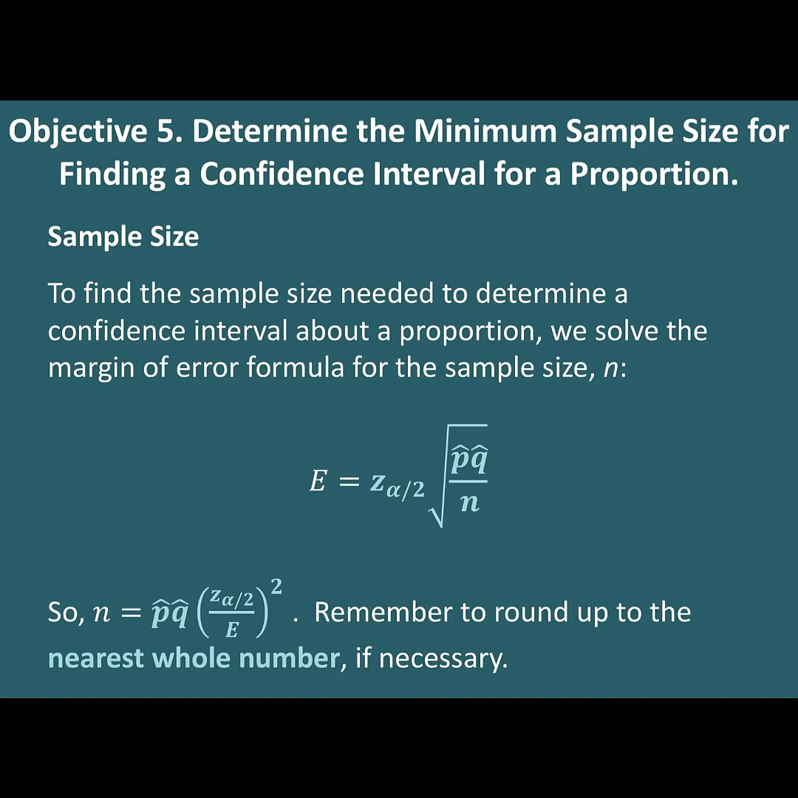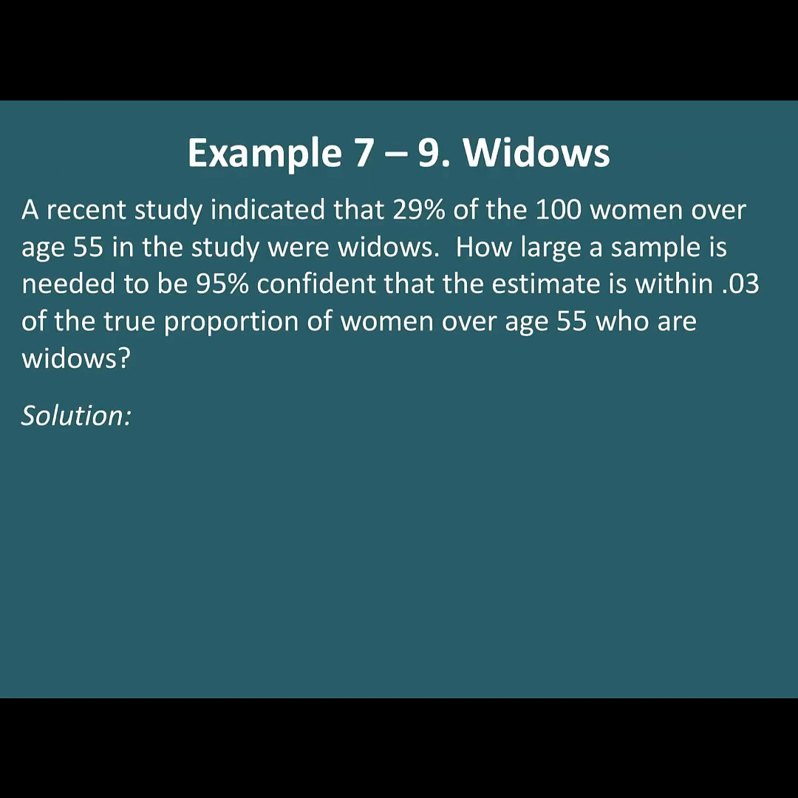With this in mind, let's go ahead and do an example. A recent study indicated that 29% of 100 women over age 55 in a study were widows. How large a sample is needed to be 95% confident that the estimate is within 0.03 of the true proportion of women over age 55 who are widows?